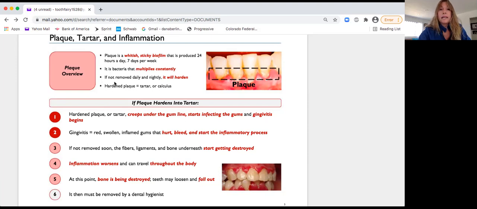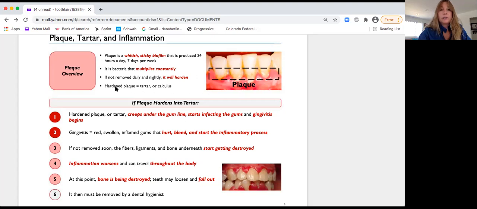If not removed daily and nightly, it will harden. Hardened plaque we call tartar or calculus. As you've heard, tartar control. Well, basically hardened plaque, when this is sitting on your teeth and gum line and you're not removing it, it hardens, and it hardens within a day or two. So then you can't get it off.